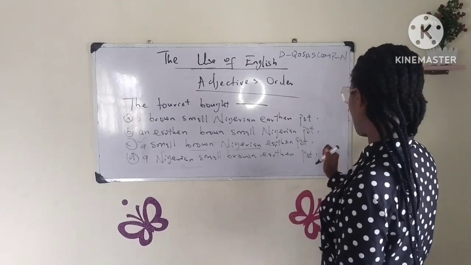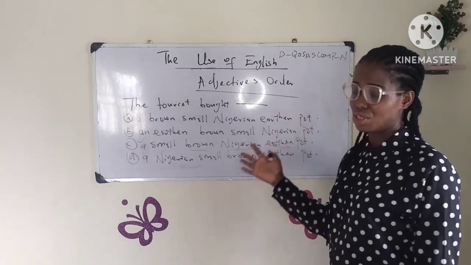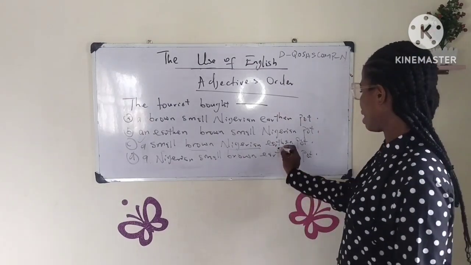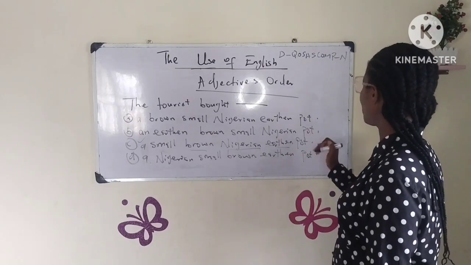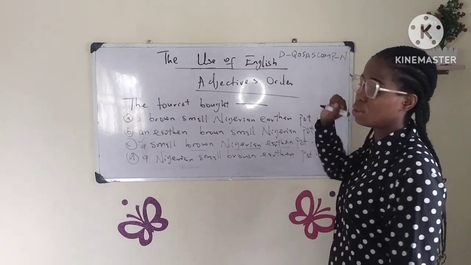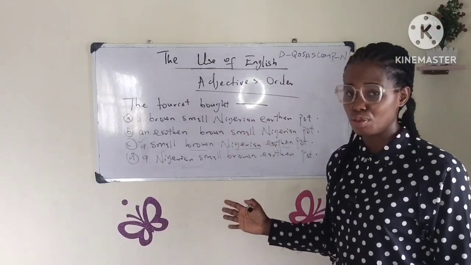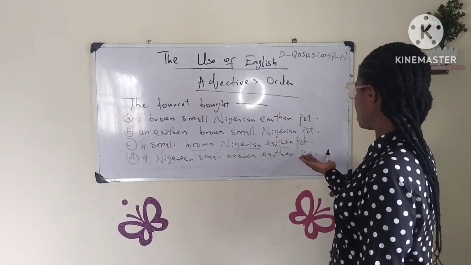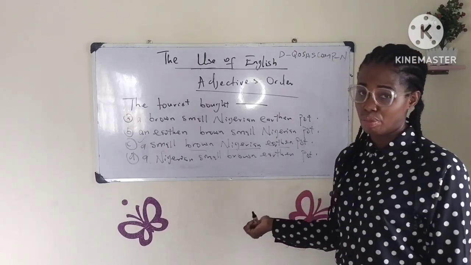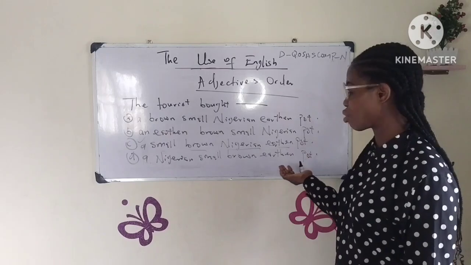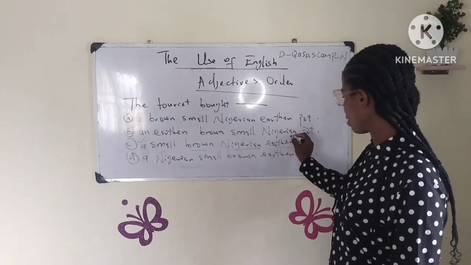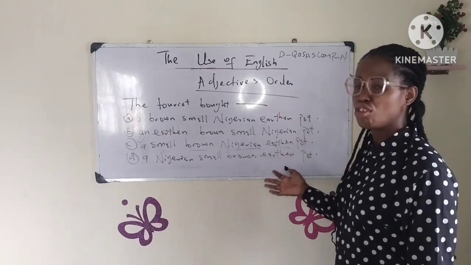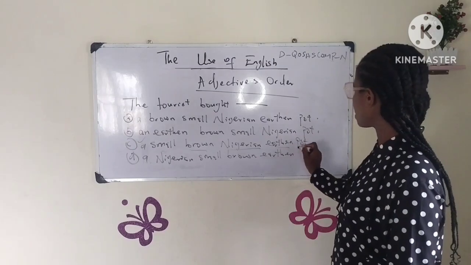Now for material, we have earthen. Earthen is the material, it's made from the earth. So it still follows the pattern. Now we have purpose, what the thing is being used for. But what the pot is being used for is not mentioned. If we had something like cooking, it should come here. That means it's meant for cooking, but since it's not mentioned, we'll skip it.